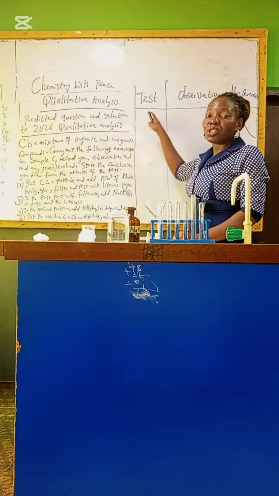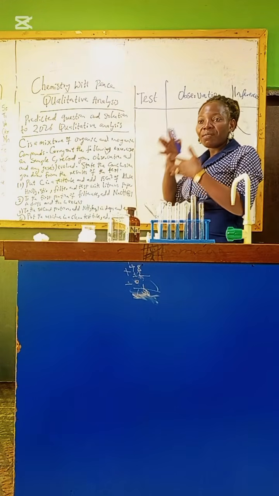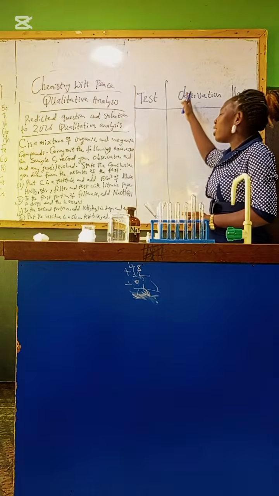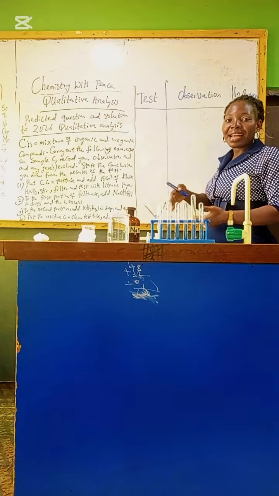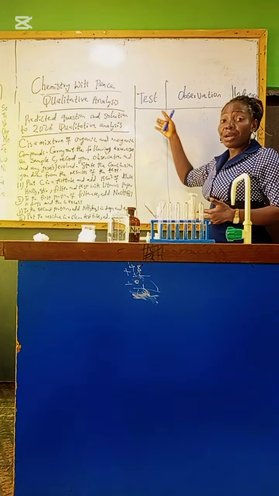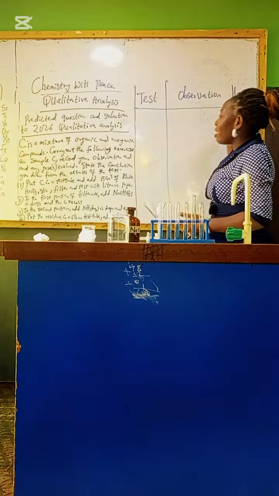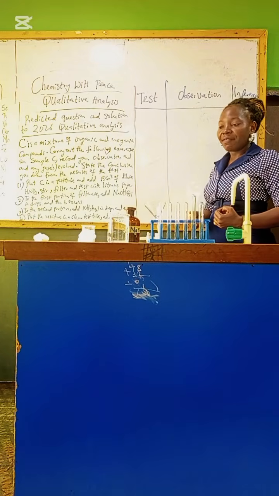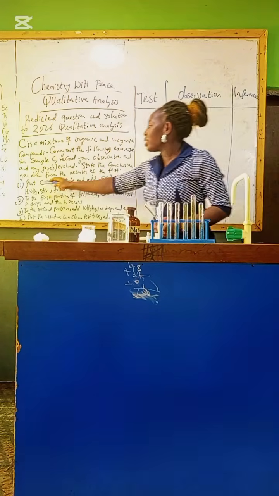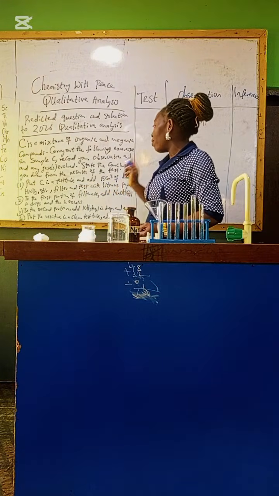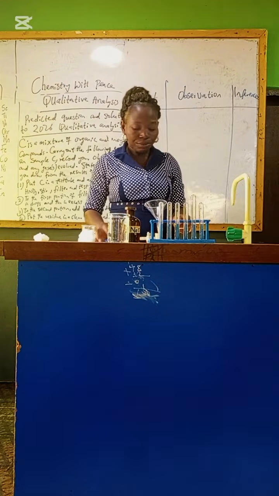Under this test, this is where you are going to write the steps you are taking, the action you are taking. Then under the observation, here you write what you observed, what you got from that step that you just took, and then from the inference, you write the outcome of that observation. The first one says, put C in a test tube and add 15 cubic centimeter of dilute HNO3.